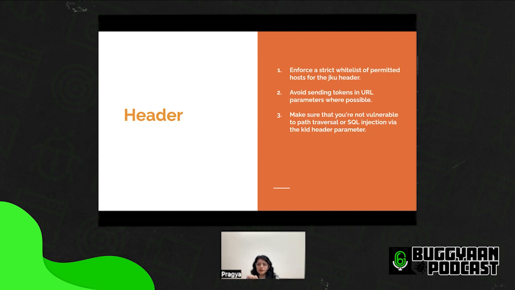Then another thing is avoid sending tokens in URL parameters where possible. That's a common generic good practice. Then third is to make sure that you're not vulnerable to path traversal or SQL injection. So we saw that kid header parameter, it could either use a path to the key or it could get data from a database. So even if you are doing that, just make sure that you're not vulnerable to any kind of path traversal or SQL injection attacks.